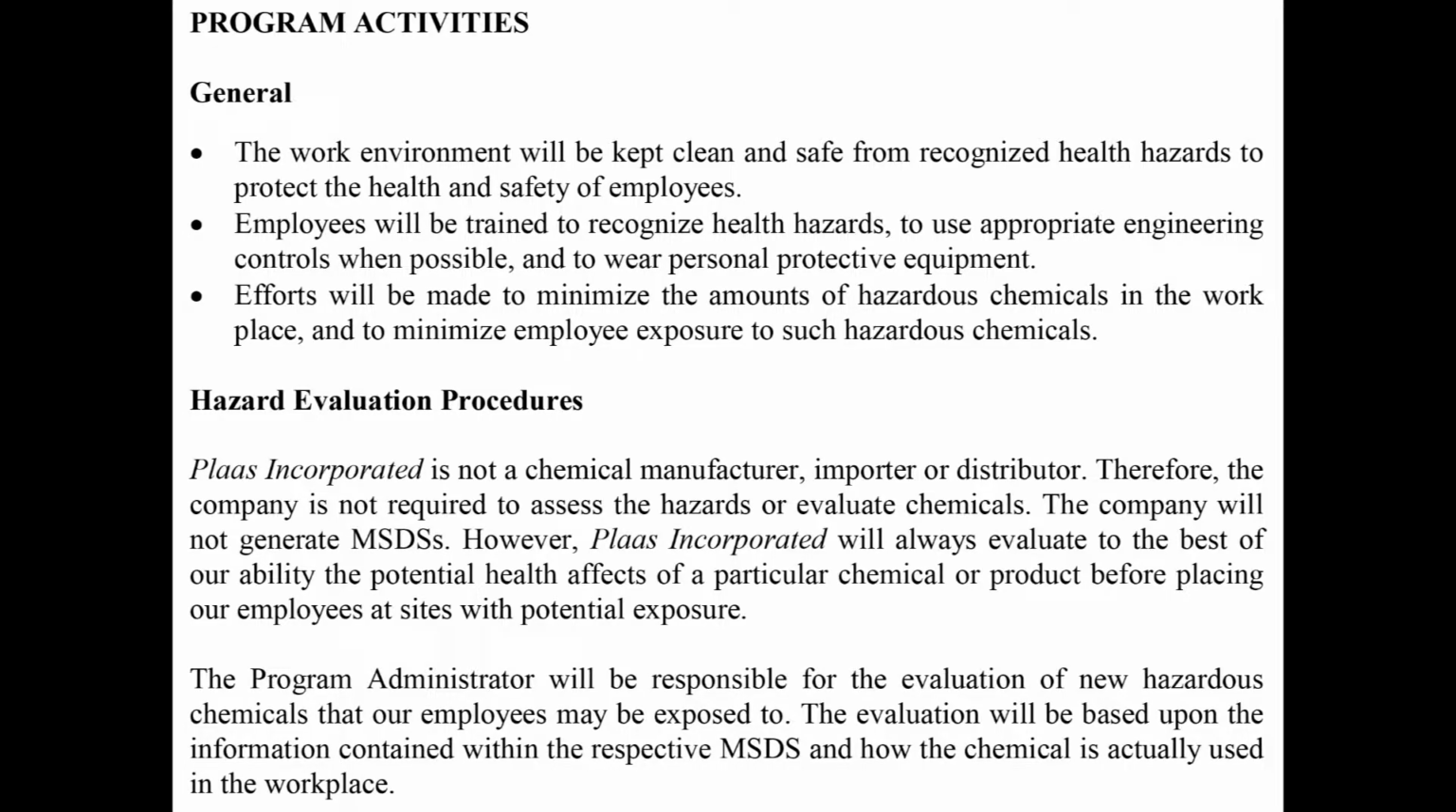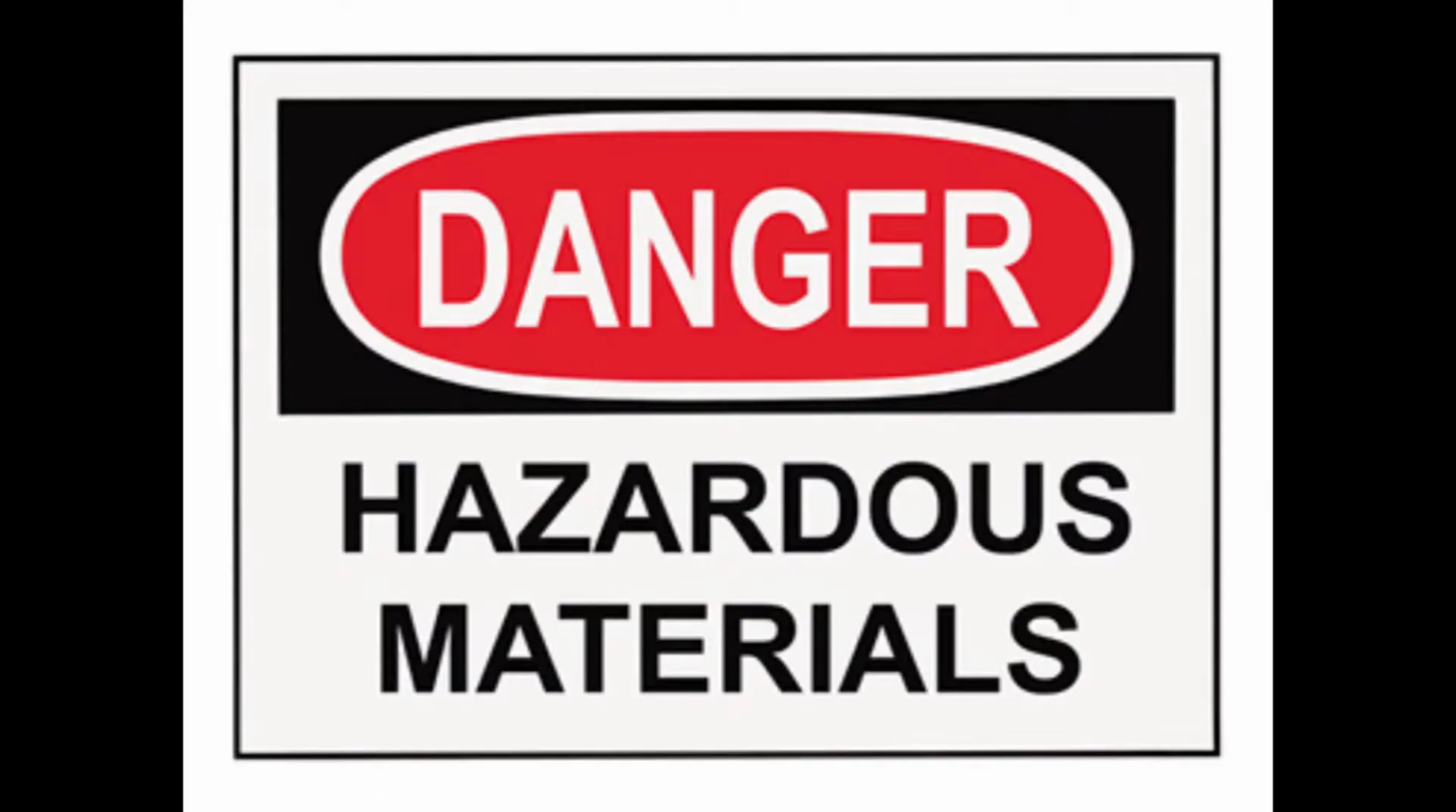Program activities. General. The work environment will be kept clean and safe from recognized health hazards to protect the health and safety of employees. Employees will be trained to recognize health hazards, to use appropriate engineering controls when possible, and to wear personal protective equipment. Efforts will be made to minimize the amounts of hazardous chemicals in the workplace and to minimize employee exposure to such hazardous chemicals. Hazard evaluation procedures.